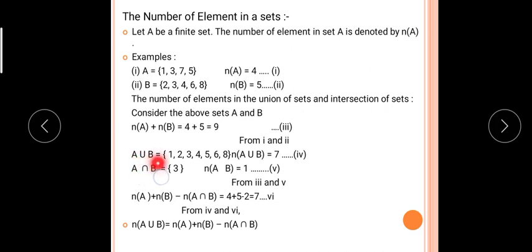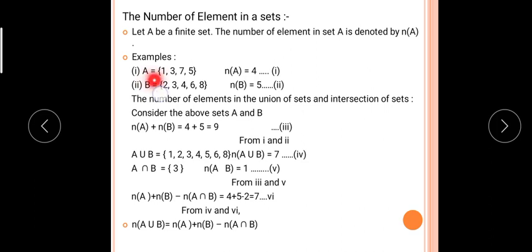Now A union B. The union, again I am revising it, means we have all the elements from both sets without repeating the element. That is very important, without repeating the element. If any element is repeated, then at one time only we have to count it and write it in the union of the sets.